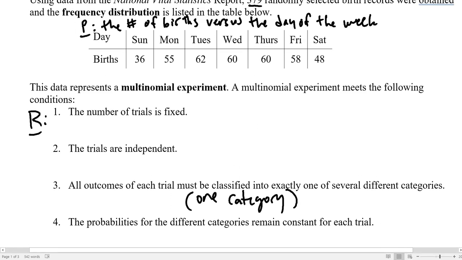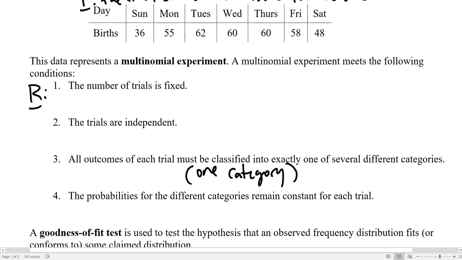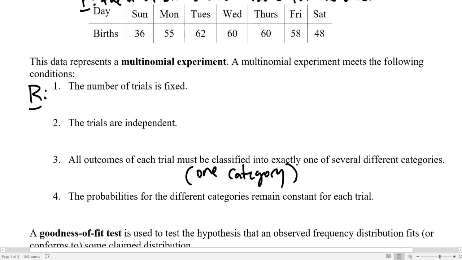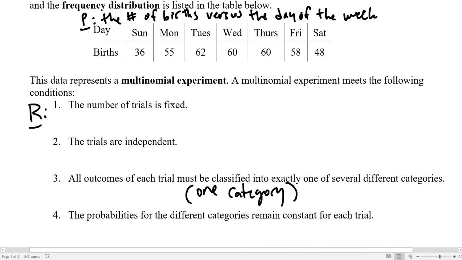So over each trial, the probability of having a birth on Monday or Tuesday or Wednesday, they are independent, and that doesn't change. Just because somebody has a baby on Monday doesn't affect somebody else's chance of having a baby on Tuesday, Wednesday, Thursday. Okay? This is called the goodness of fit, because basically what we're going to do is we're going to test how well this data, once again, this data right here, goes against some claim.